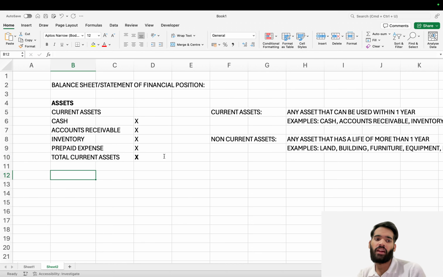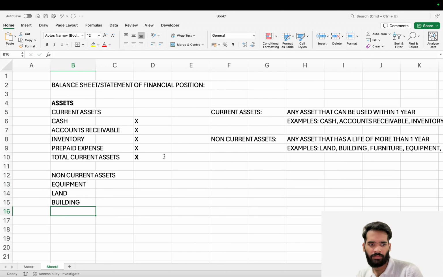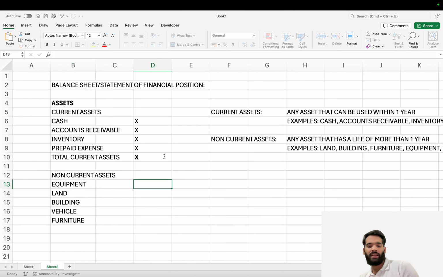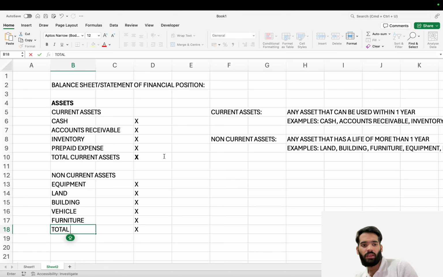And now we start our non-current assets, which are also called long-term assets. So here we will have our land, building, and all of these things. So let me just mention. Let's say equipment, land, building, vehicle, furniture, all of the things we talked about. Now, if you're wondering, does the sequence with which I write matter? Yes, it does. But first I will say, worry about memorizing the format, not the sequence.